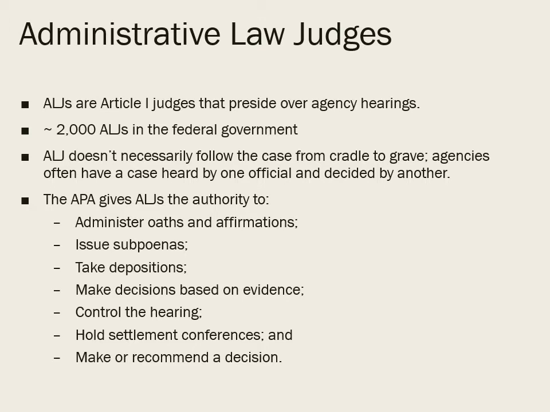There are around 2,000 ALJs employed by the 30-plus agencies in the federal government that handle administrative adjudications. So 2,000 ALJs as compared to about 870 Article 3 federal judges. Now, thanks to the Administrative Procedure Act, ALJs have the authority to do pretty much the same thing that a regular judge can do. They can administer oaths or affirmations, issue subpoenas, take depositions. They've got control of the hearing. They make decisions based on evidence presented at the hearing. They can hold settlement conferences, and eventually they make or recommend a decision at the end of the adjudication.